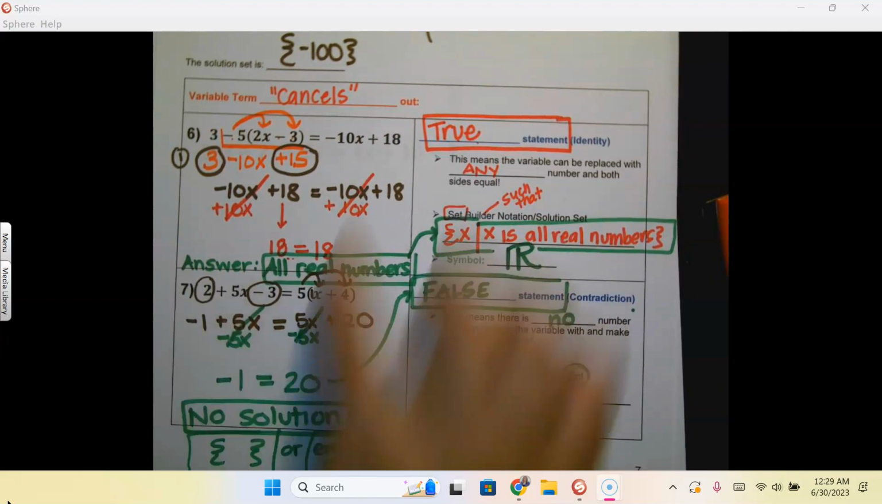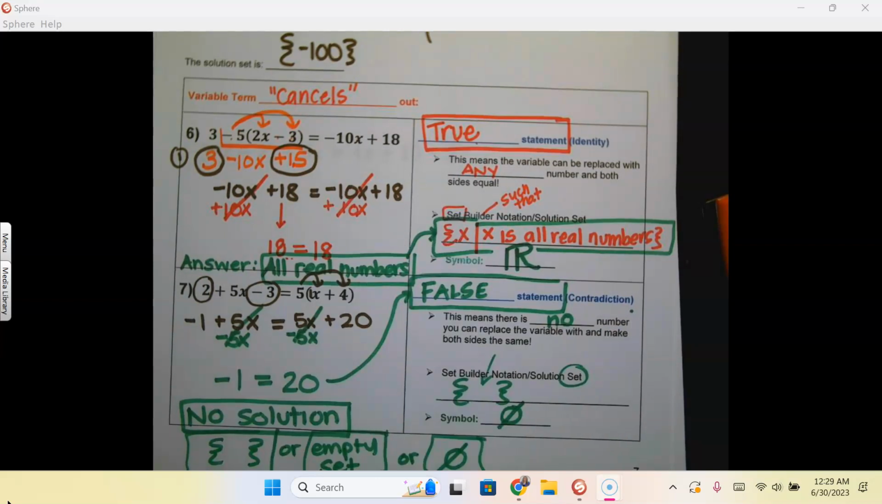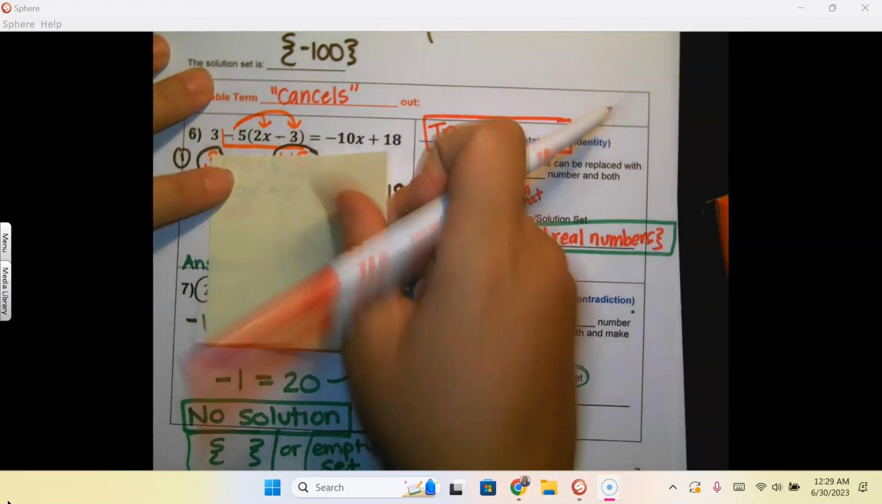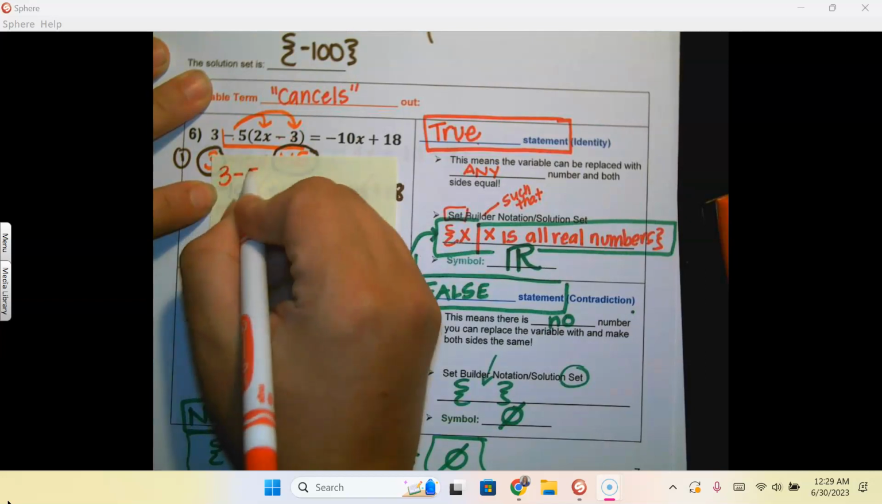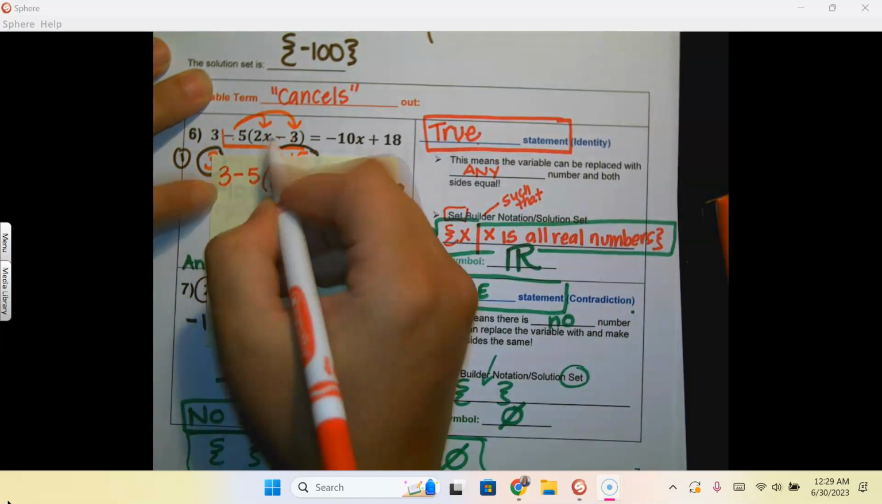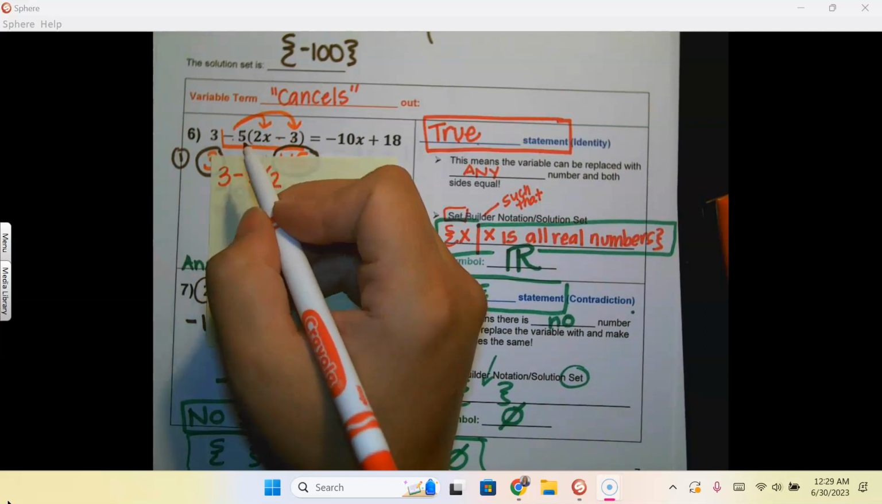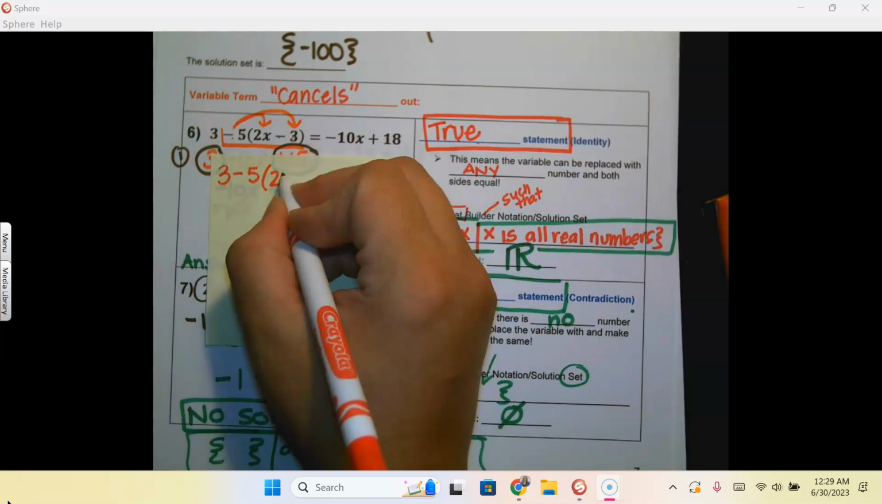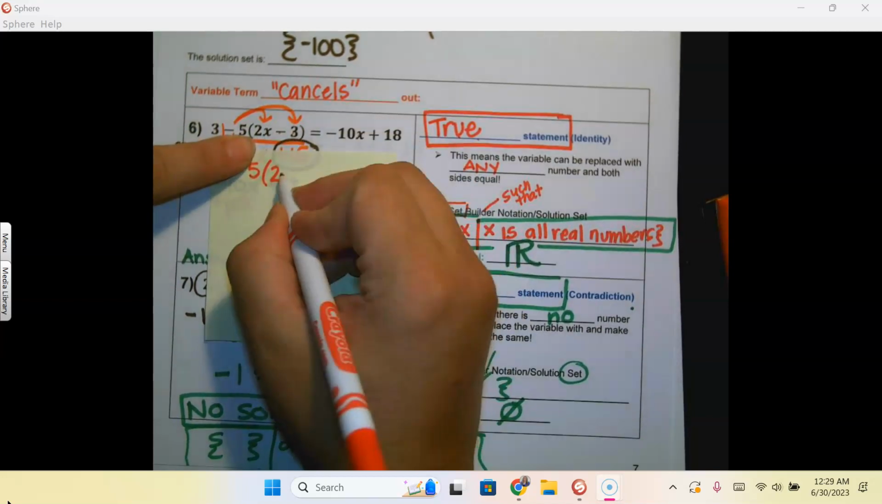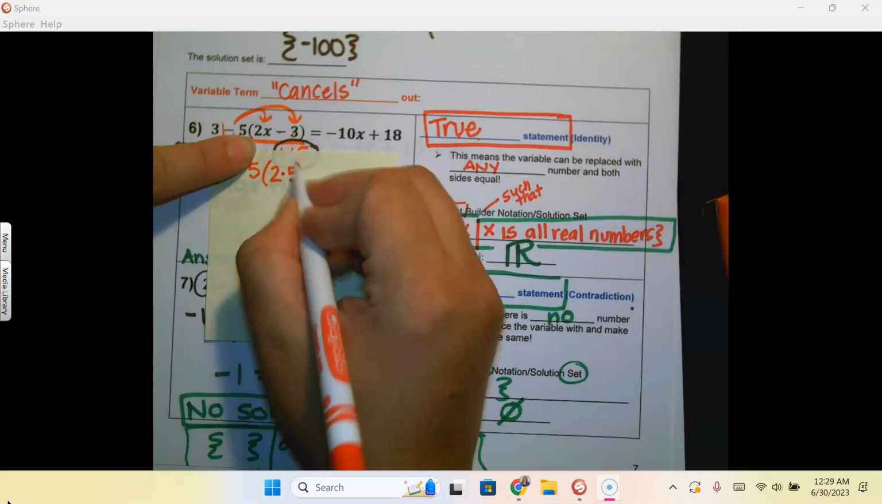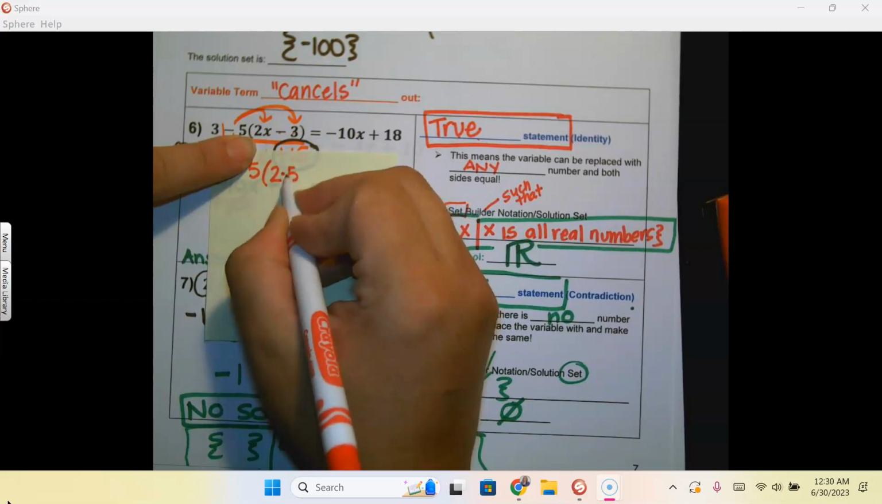So again, I want you to see the difference between these two problems. If I go back to the original problem and I plug in any number I want, 3 minus 5 parentheses, and then for the x, I could pick any number. So you guys pick your own number. I'm going to pick 5. Just randomly picked 5. I like 5. Now this 2 is next to this x, so I know it needs to be multiplied. So I could put it in parentheses, but since this one's already there, I don't want to get confused, so I put the dot for multiply.